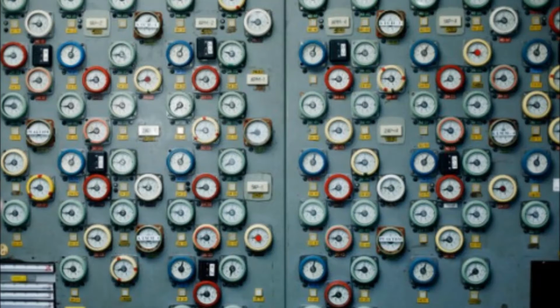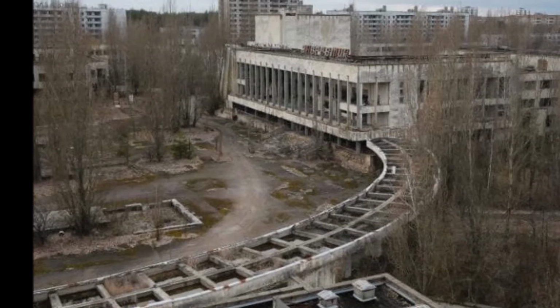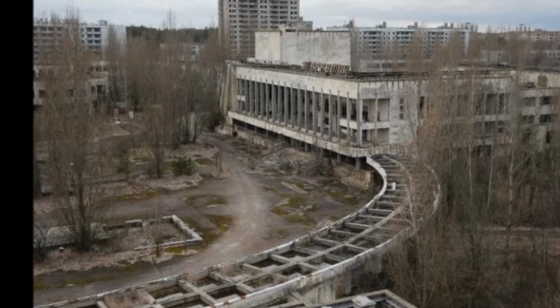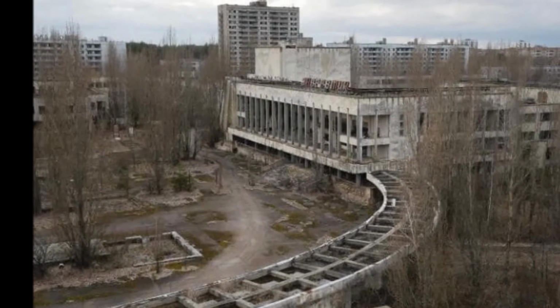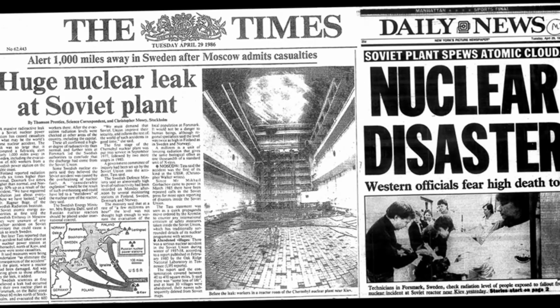To conduct the test, the reactor had to be powered down to 25% of its capacity. This procedure did not go according to plan, and the reactor power level fell to less than 1%. The power, therefore, had to be slowly increased. But 30 seconds after the start of the test, there was an unexpected power surge. The reactor's emergency shut down, causing the reactor to explode and liberating an enormous quantity of radioactive waste into the atmosphere.